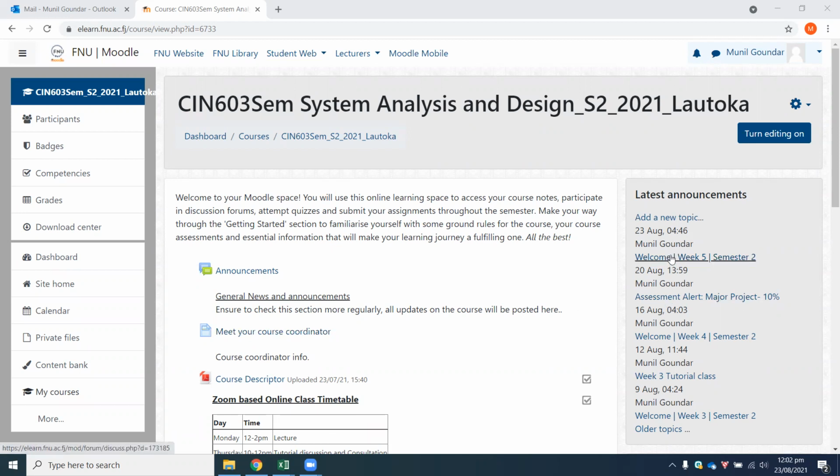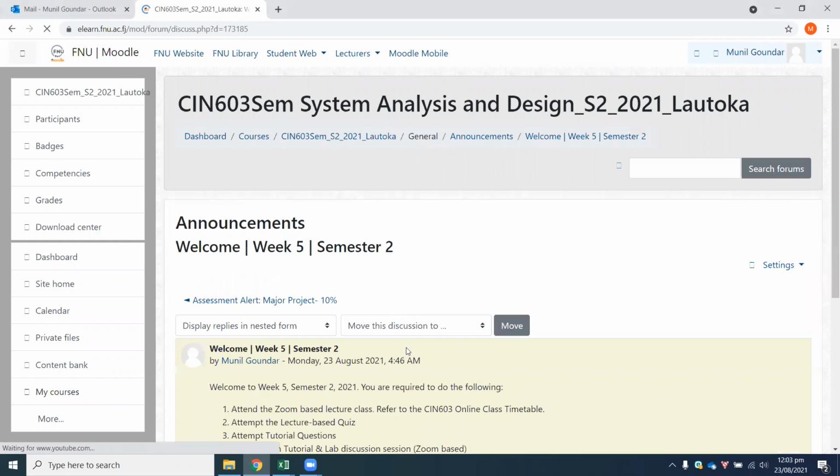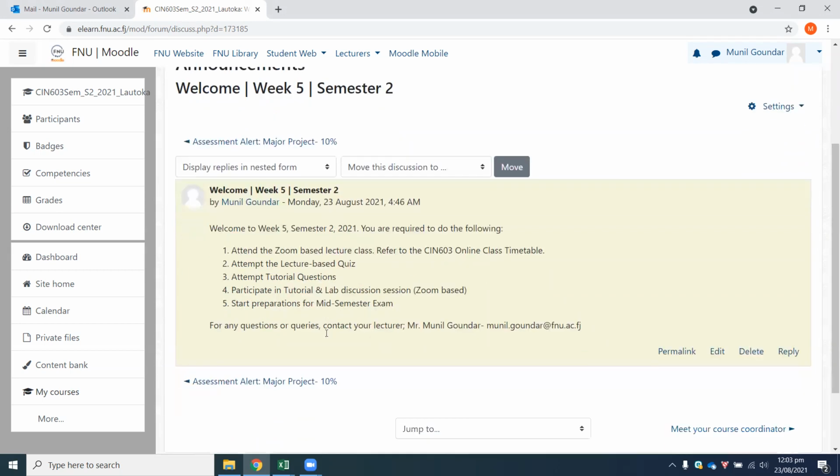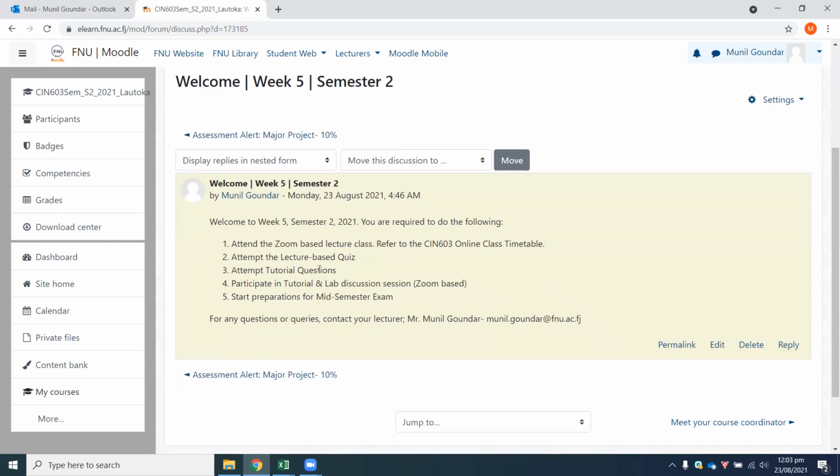So, for week 5, we will first of all have a look at our to-do lists for the week. This week, you are to attend your Zoom-based lecture class, which you are doing at the moment. Moreover, please also attempt your lecture-based quiz, probably by the end of the week, and attempt your tutorial questions, which will be discussed in our tutorial and lab discussion class on Thursday, and also start preparing for your mid-semester exams, which is exactly 2 weeks from now.